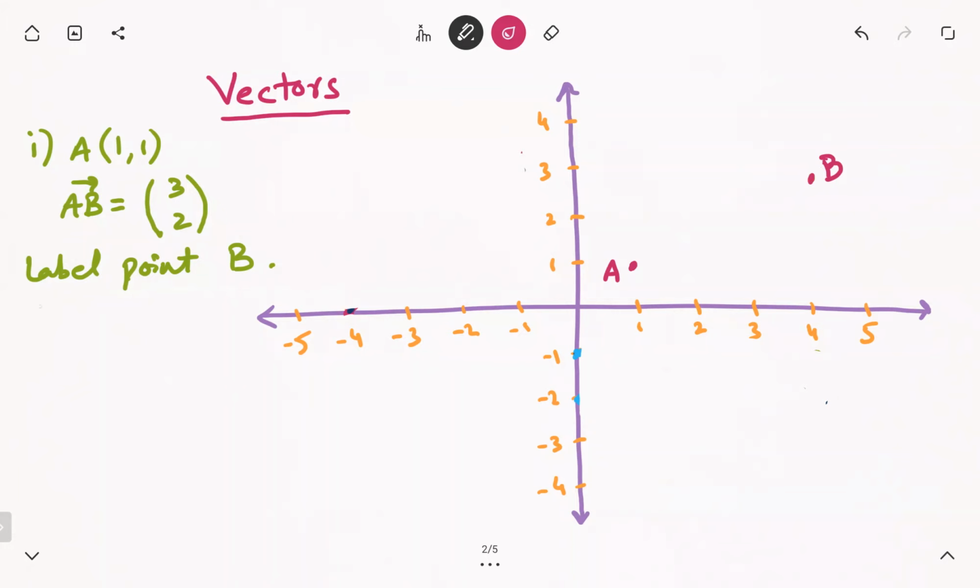Okay, second part. Vector BC is (-5, 1). Label point C. Vector BC is given as (-5, 1). You need to label point C on your diagram.